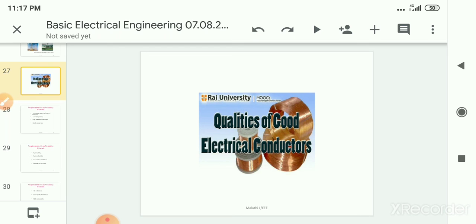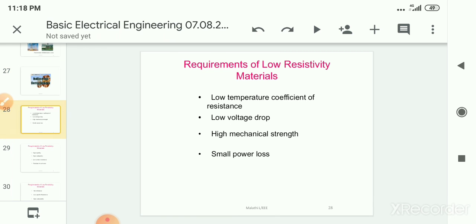Next, high resistive materials are used for so many types of applications, like making resistances, measuring resistance boxes, filaments in bulbs, and so on. They have so many applications. So let's see what the requirements of low resistive material are.